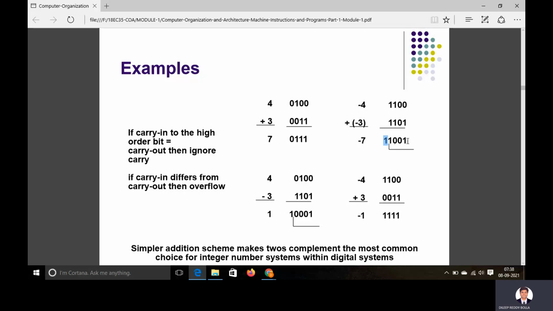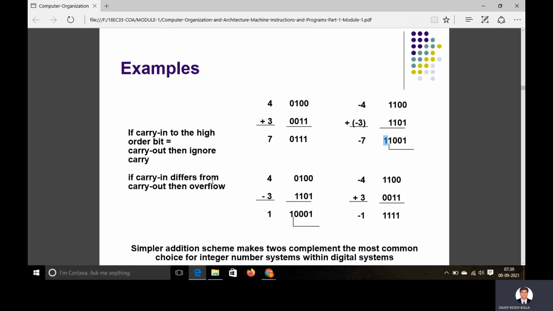So that way we are doing the simple addition by using carry in, and we are neglecting the carry out we get. If we are trying to do 4-bit addition and we get the 5th bit, we ignore this carry. If carry in differs from carry out, then we have overflow. Whatever carry input we give, if it differs from the carry out, we can say that we got an overflow condition. So this is an interesting topic.